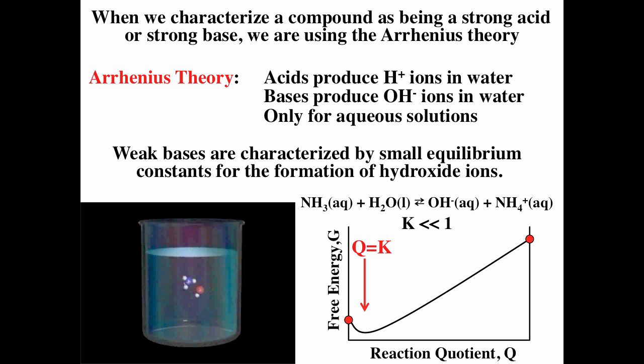And so again, for weak bases, they'll only partially produce hydroxide ions. And so again, most weak bases look like ammonia. The nitrogen has a lone pair, rips off a hydrogen ion from the water, and then you have the hydroxyl group.